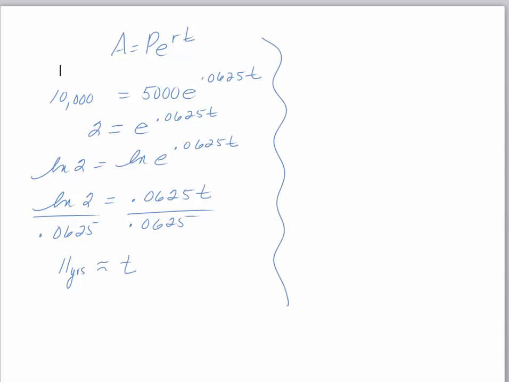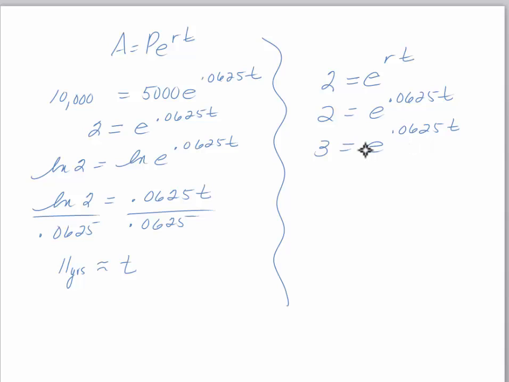So in general, if I want to double my money, it's just going to be 2 equals e to your interest rate, e^(rt). In this case it came out to be 2 equals e^(0.0625t). If I wanted to triple my money, it would be 3 equals e^(0.0625t), and I'd solve it from there. So whatever your interest rate is.